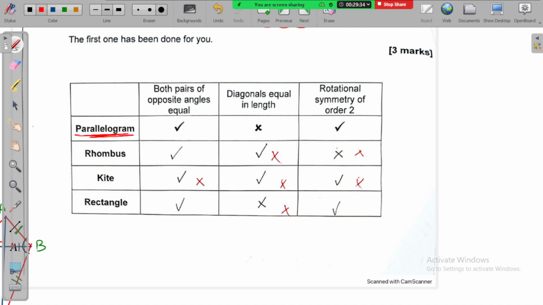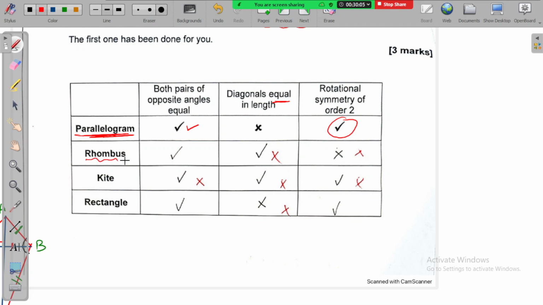For parallelogram, they said both pair of opposite angles are equal. Yes, opposite angles are equal. Diagonals are equal in length? No, diagonals are not equal. They just bisect each other. Yes or no? Yes. Good. Then rotational symmetry means if you rotate it, how many rotations you have to do so that it will become the same. So how many rotations? Just after two rotations. Okay, get it? Good.